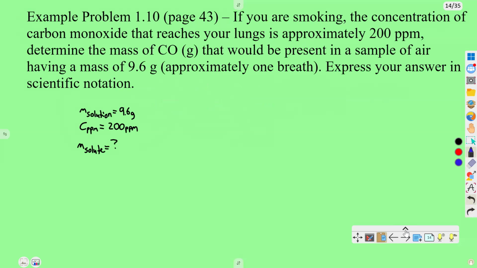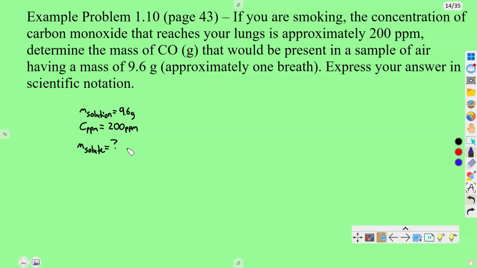So, anyways, let's do this example together, and then I'll walk you through it one more time. I'll show you writing it out. I've got part one here done for you where I've identified the variables. Here you're given the concentration of 200 parts per million. The mass of the solution is 9.6 grams. We're looking for the mass of solute that will give us this concentration.